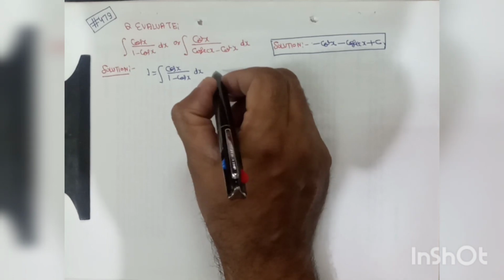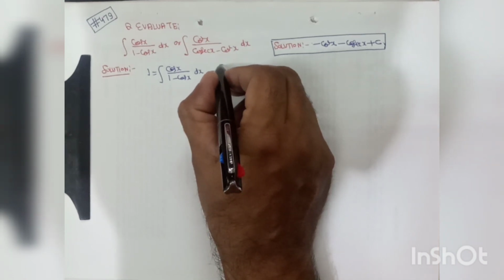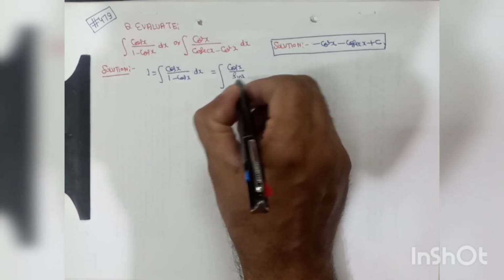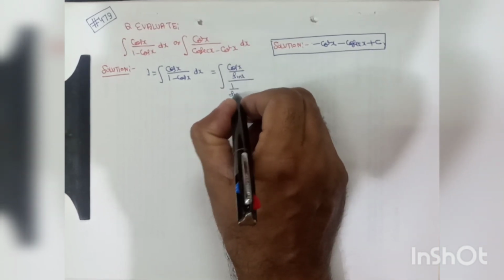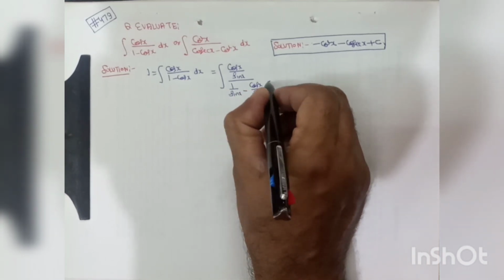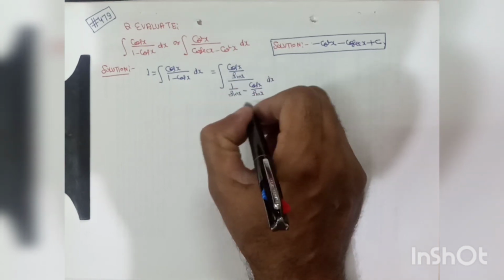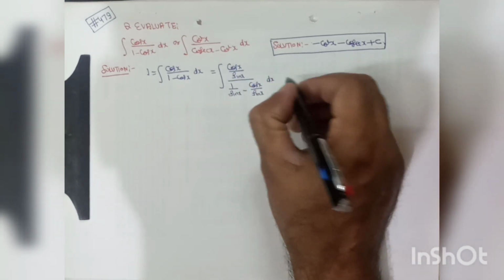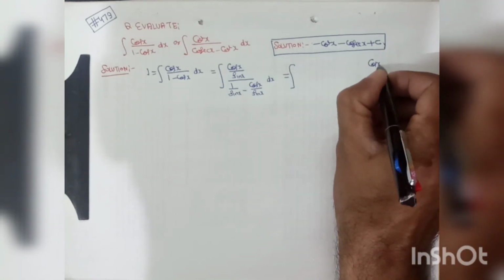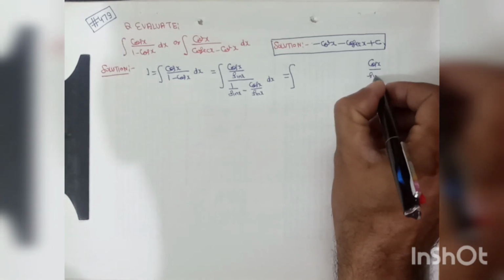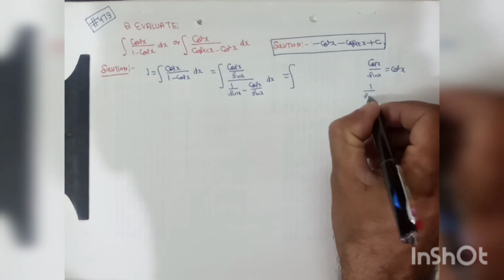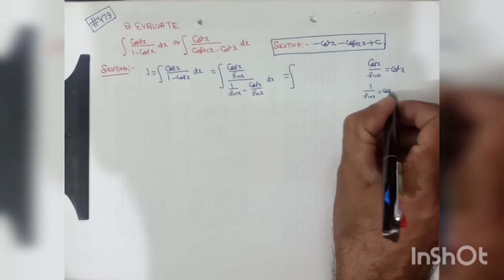Now dividing numerator and denominator by sin x, this may be written as integration of cos x divided by sin x, divided by 1 upon sin x minus cos x divided by sin x dx. As we have divided numerator and denominator by sin x, there will be no change. Because we know cos x over sin x is equal to cot x, and 1 upon sin x is equal to cosec x.